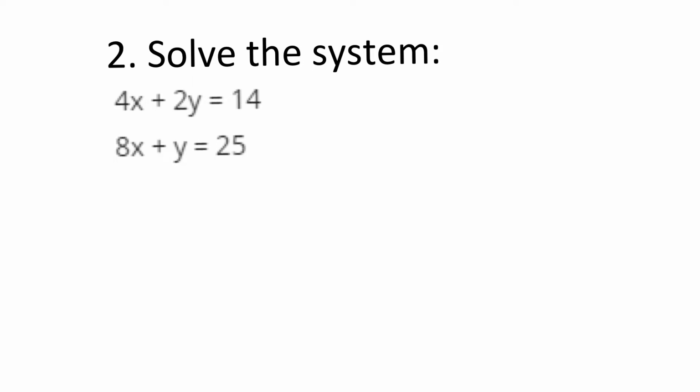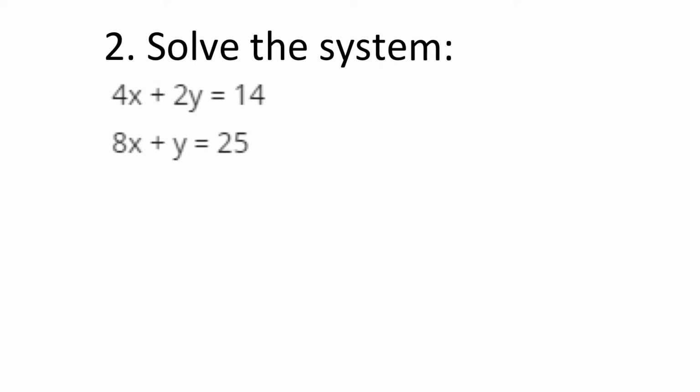Number 2, it says solve the system. Now this is again a system of equations because you guys have 2 linear equations. We have one on top, one on the bottom. Notice the x value has an exponent of 1. That is why it's a linear equation. And we are looking for the value of x and the value of y. Now there's a couple ways you guys can solve the system. One of them is the substitution method. The second is the elimination method.